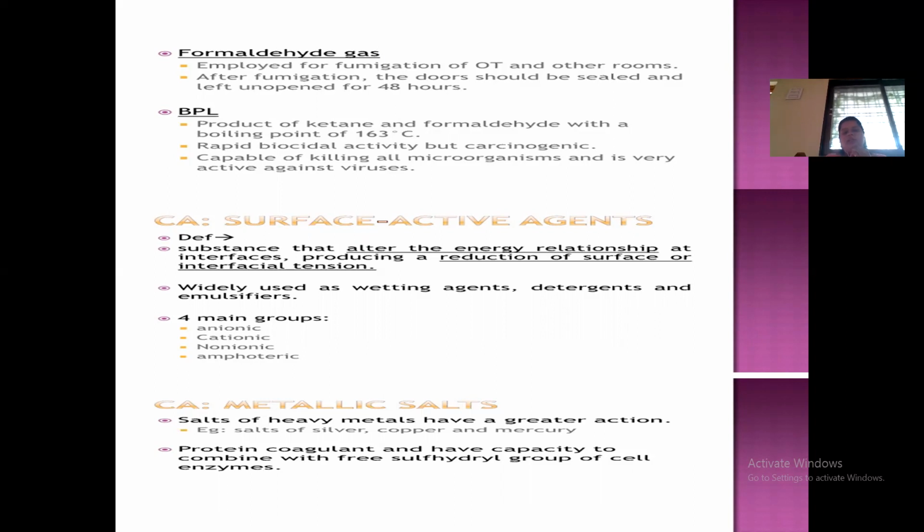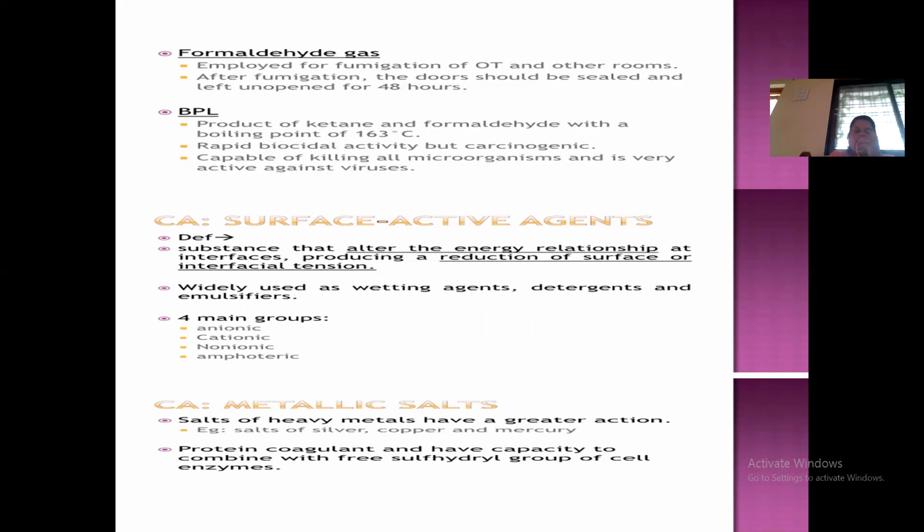It is widely used as a wetting agent. You must know from pharmaceutics where it is abundantly used. What is the property of a surface active agent? It is also known as a wetting agent; detergents come under surface active agents, and emulsifiers also. There are four main groups: cationic, anionic, non-ionic, and amphoteric. Examples are SLS, sodium lauryl sulfate.